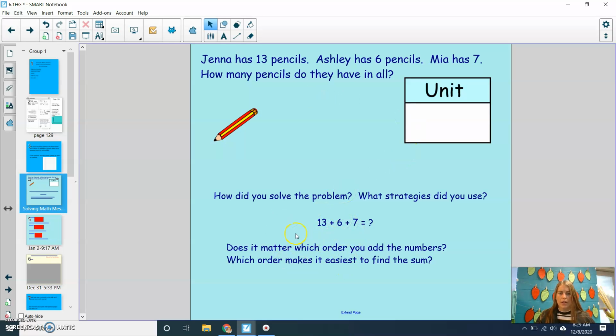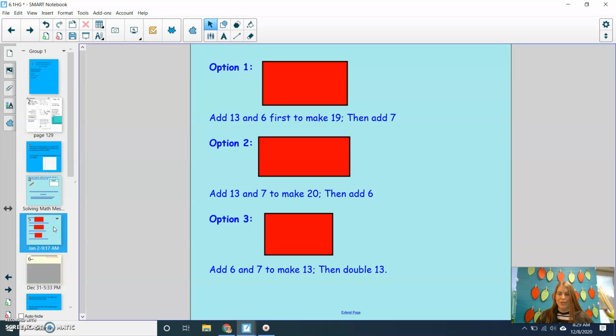So we're going to talk about a few different strategies for solving this problem. The first thing we're going to think about, it doesn't matter which order you add the numbers. Would it be easiest if we added them in a certain way? So I'm going to show you 3 different options. And I want you to think about which one you think would be the easiest.